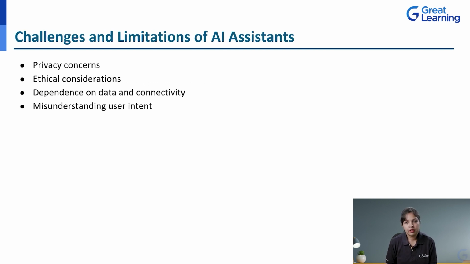Now, with the benefits definitely come the challenges as well. So what are the different challenges or limitations of AI assistant tools? The first one is privacy concerns. As I said, when you interact with these AI tools, the data which you are sending is also publicly available. You are not aware of by whom, where, and how the data you give to these AI tools is being utilized. So definitely the privacy concern is there. Next is the ethical consideration.